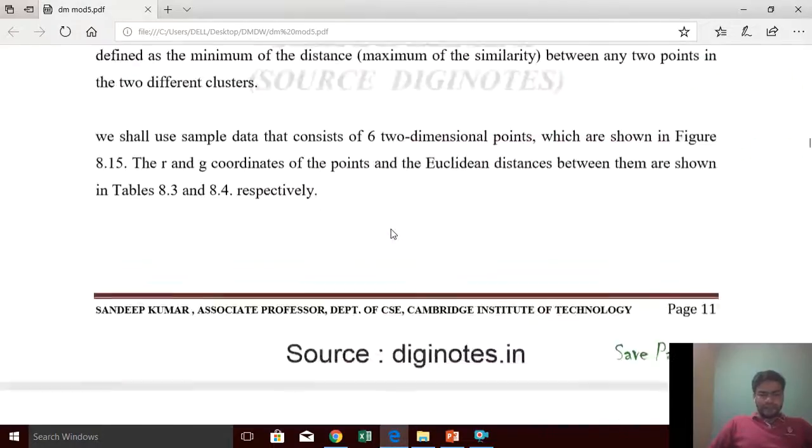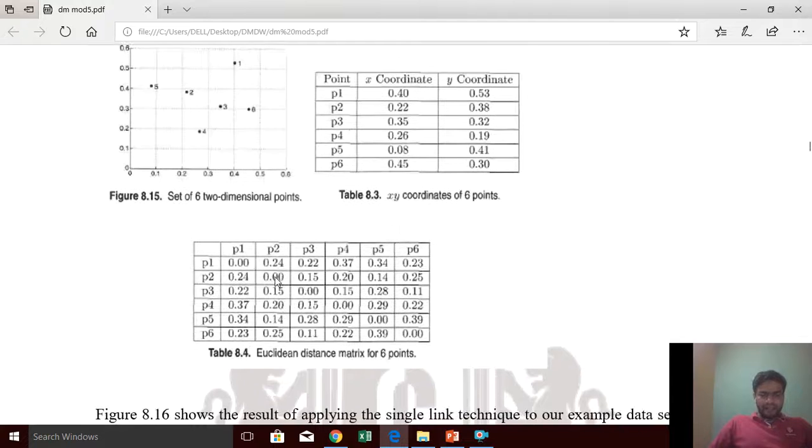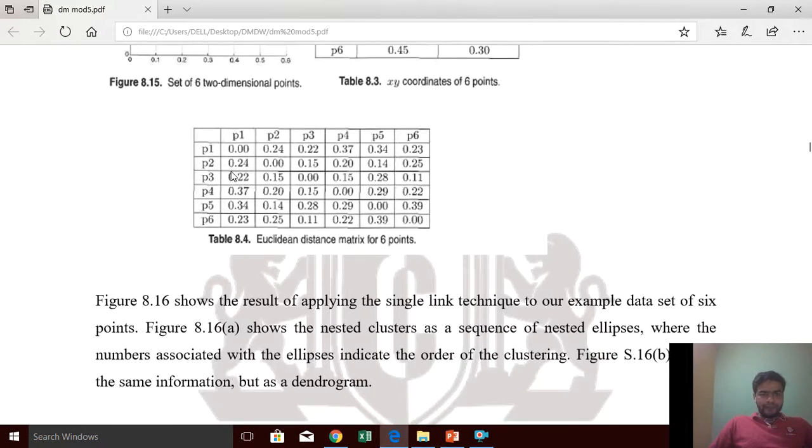Using the same formula, we have calculated the distance from P1 to P2, P1 to P3, P1 to P4, P1 to P5 and P1 to P6. Similarly P2 to P1, P2 to P3 and so on. This is the Euclidean distance matrix.